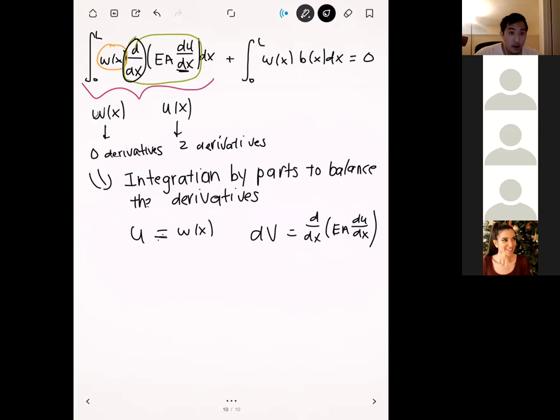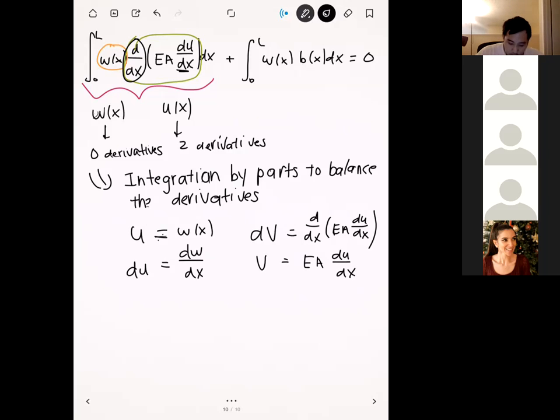Okay. And then what I'm going to do from here is take the derivative of u. Okay. And so we're going to get du, and this is going to be dw dx. Okay. And then we're going to take the integral of dv, or the antiderivative of dv, I should say. Okay. The antiderivative will get rid of that d dx. And so what we're left with is EA du dx. Okay.